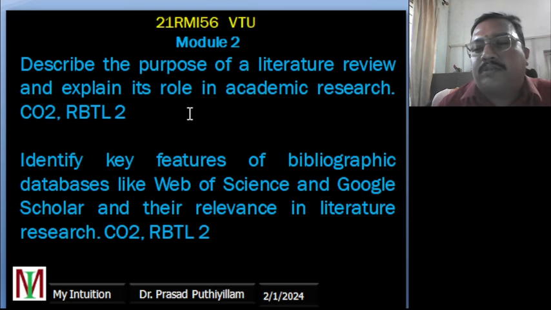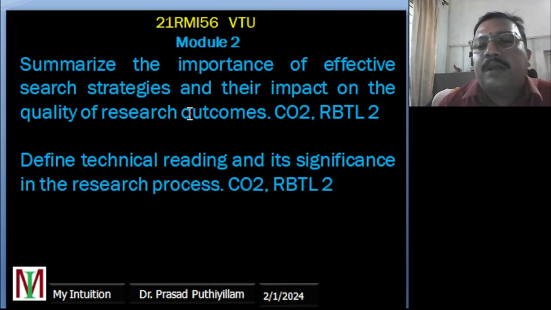Identify key features of bibliographic databases like Web of Science and Google Scholar and their relevance in literature research, that is level 2. Summarize the importance of effective search strategies and their impact on the quality of research outcome, that is level 2 of module 2. Define technical reading and its significance in the research process, level 2.